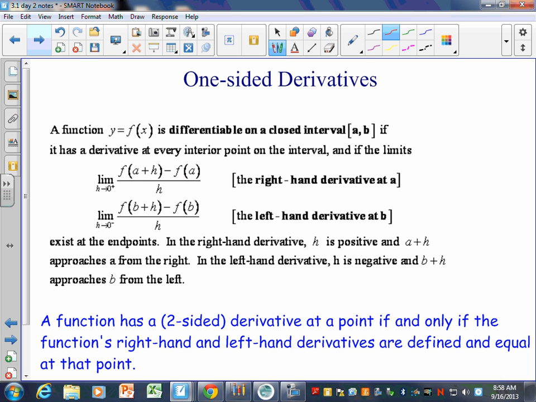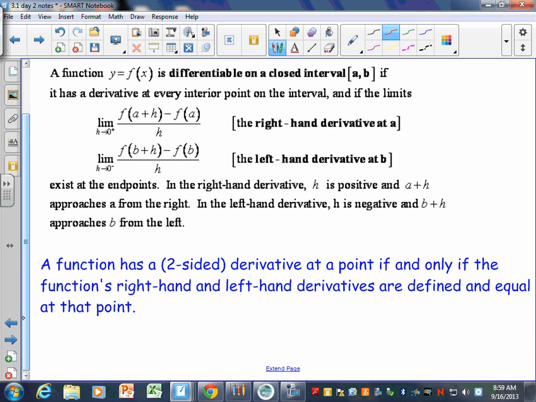There's lots of stuff here, but it looks very similar to one-sided limits. It says a function is differentiable on a closed interval if it has a derivative at every interior point on the interval, and if the limits, as h approaches 0 from the right and h approaches 0 from the left, exist at the endpoints. Again, notice if you're coming from the right, h is going to be a positive number, getting closer and closer, but if you're coming from the left, you're actually going to be picking negative numbers, so they kind of explain that there.